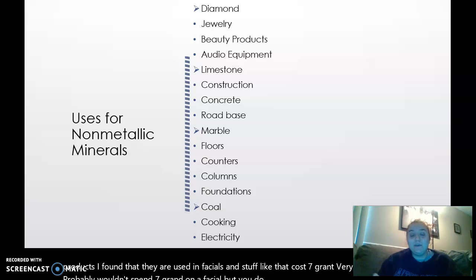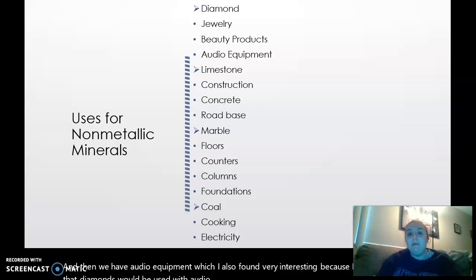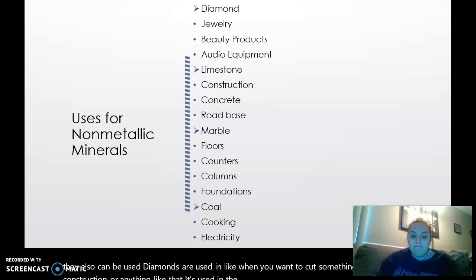And then we have audio equipment, which I also found very interesting because I didn't think that diamonds would be used with audio equipment, but diamonds actually are very hard. And so diamonds are also used when you want to cut something for construction or anything like that, in the actual tool that is used to cut things.